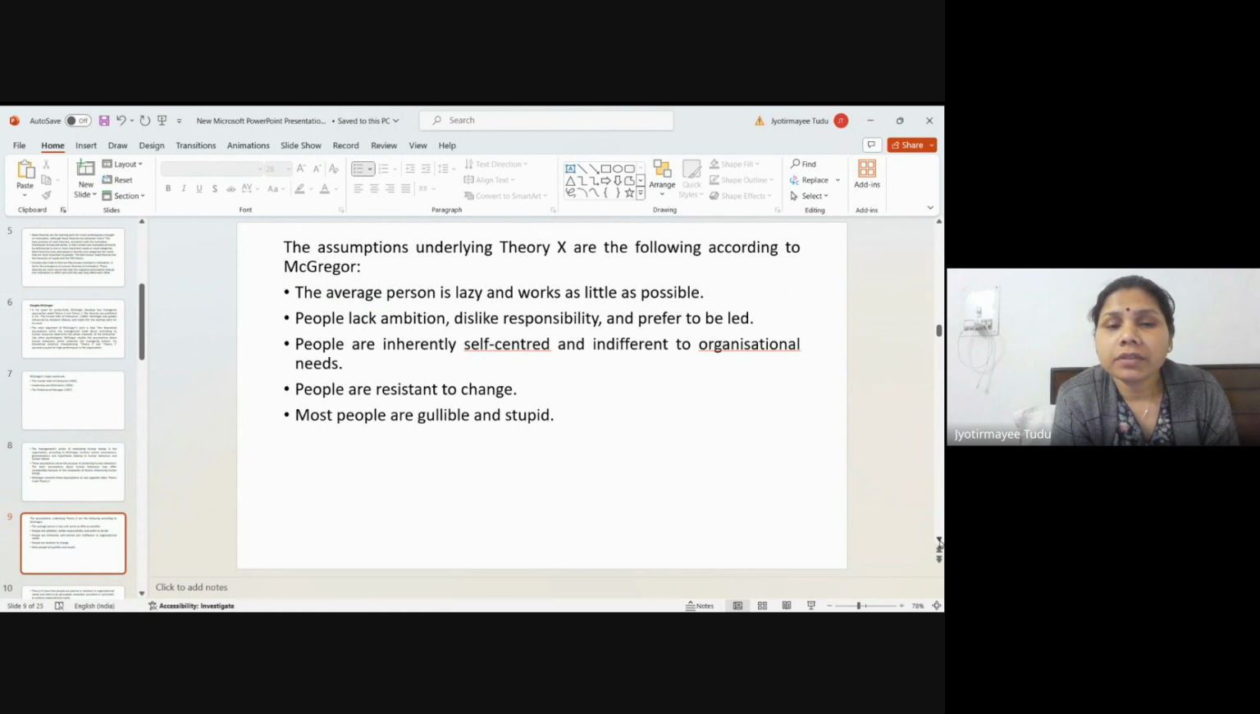Then people lack ambition, dislike responsibility, and prefer to be led. Then people are inherently self-centered and indifferent to organizational needs. People are resistant to change, and most people are gullible and stupid.